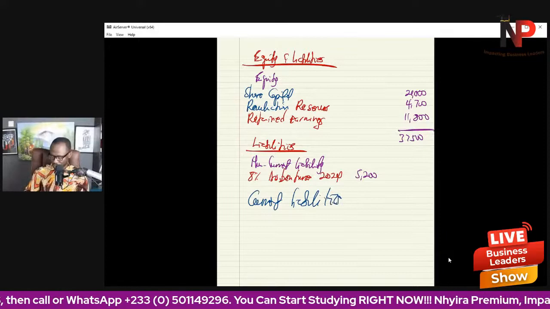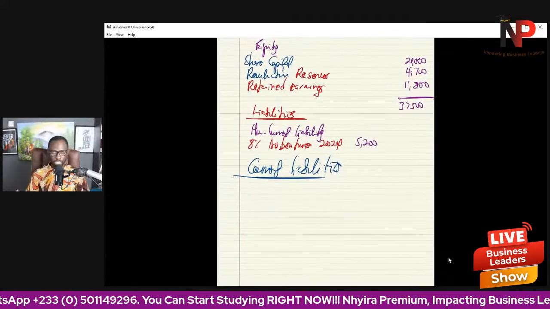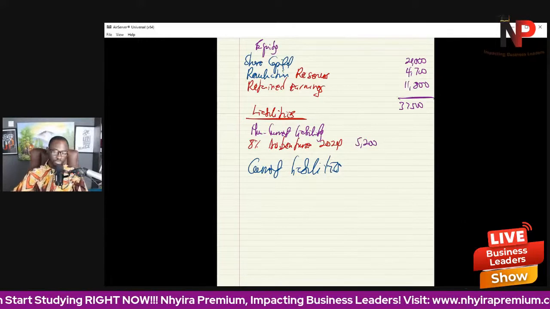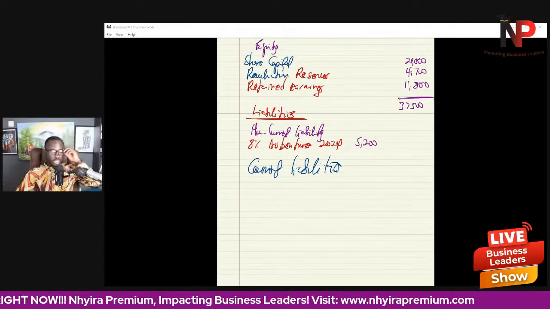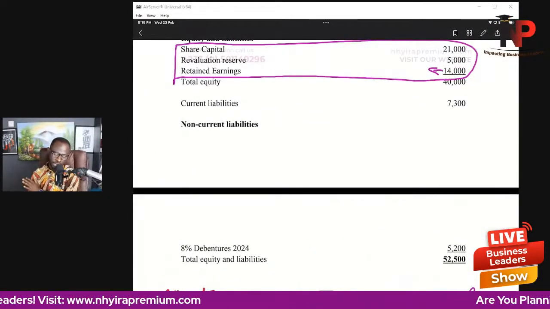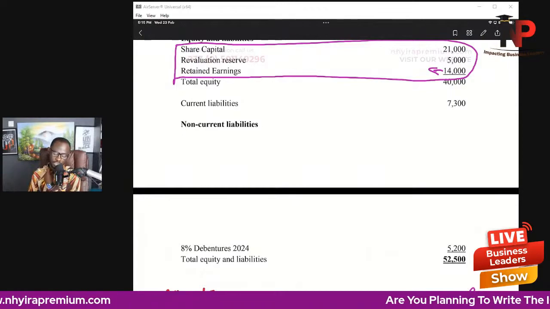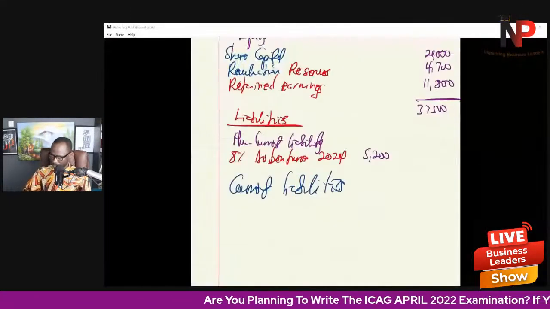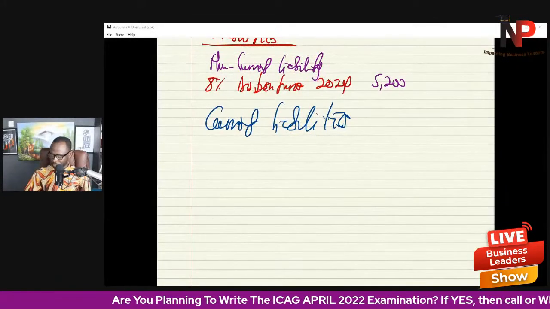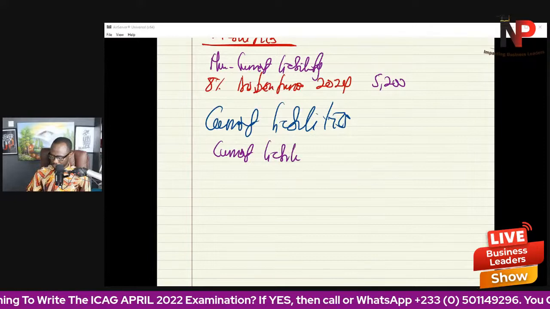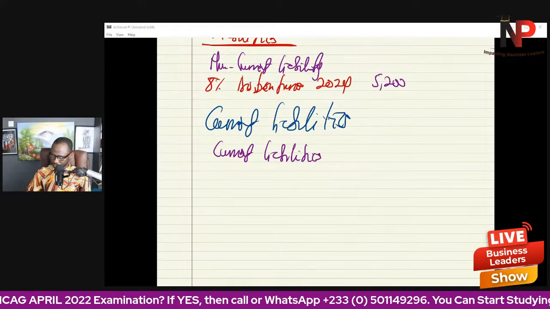Now, note that this question is a little bit vague, it doesn't have a lot of issues in there, and we have to be quiet on a lot of things here. So it looks like in this question, we are given the current liability as a one-line item, and that is 7,300. So I'm just going to repeat it again because there is tax available.